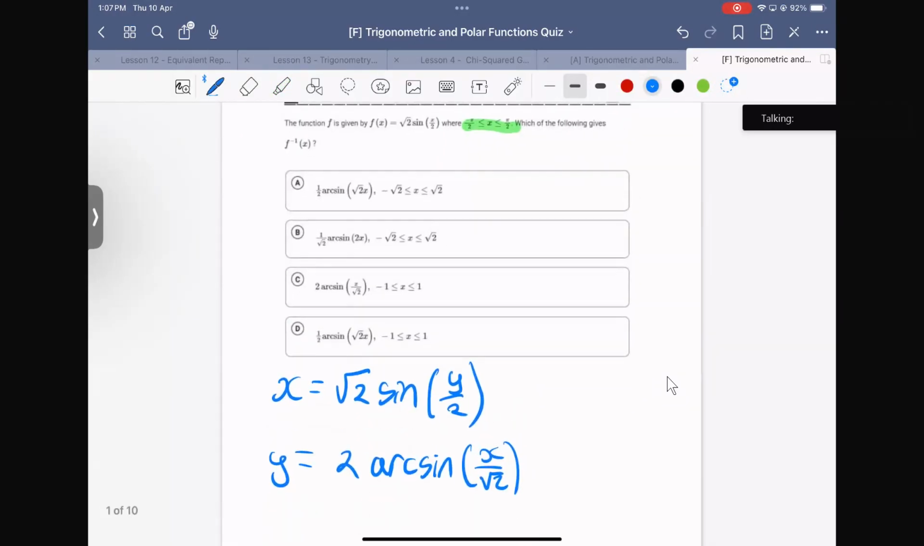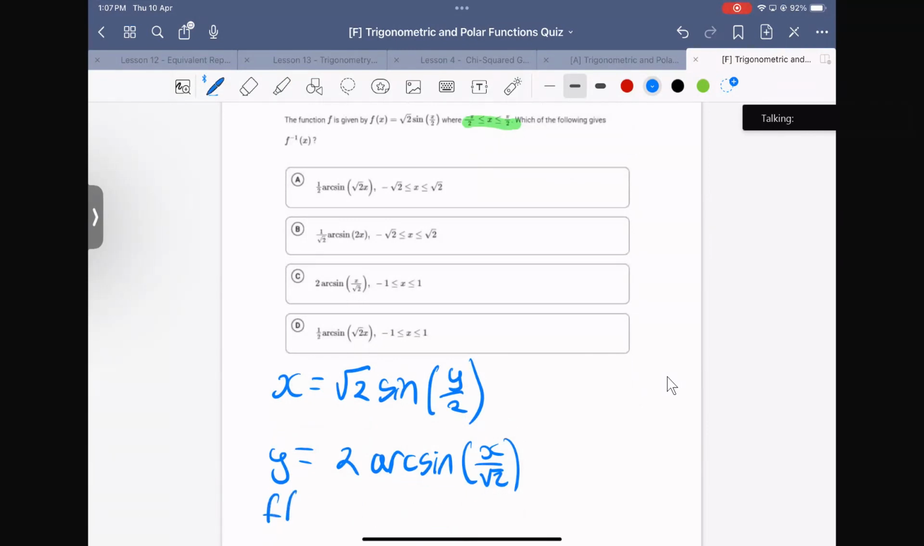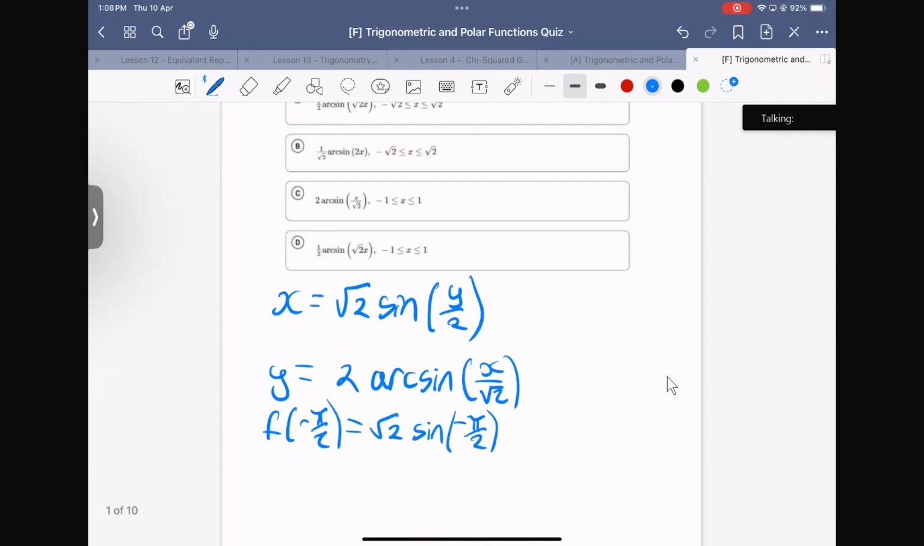So there's the original function. We want to find f of minus pi over 2, which is going to give us root 2 times sine of minus pi over 2. So the sine of minus pi over 2 is going to be minus 1. So this gives us root 2 times negative 1. And if we want to find f of pi over 2, we are going to get root 2 times 1. That's going to give us minus root 2. This is going to give us root 2.